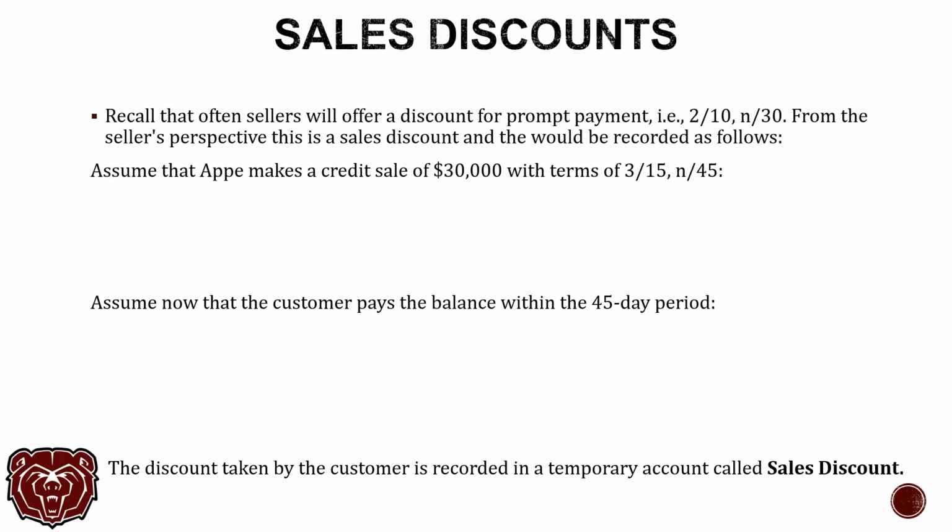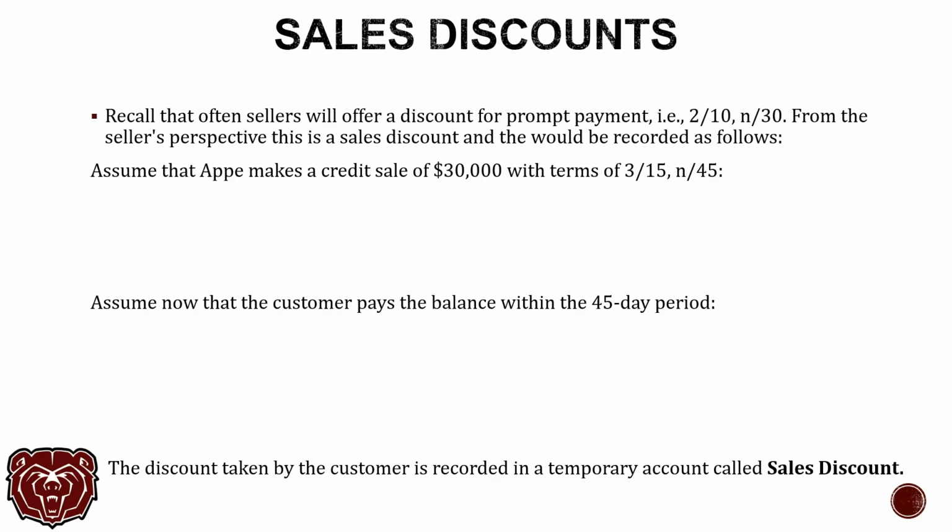Discounts, if we remember, are when vendors will offer a discount for paying on time, right? Or paying before the due date. So 2/10 net 30 is how we set it. So a 2% discount within 10 days, the full amount's due within 30 days, okay? From the seller's perspective, it's called a sales discount, and it's going to be recorded as follows.